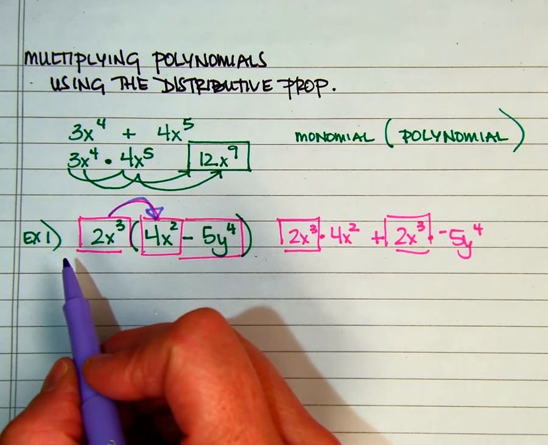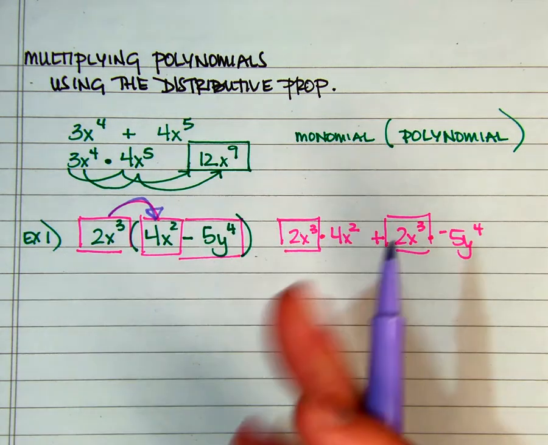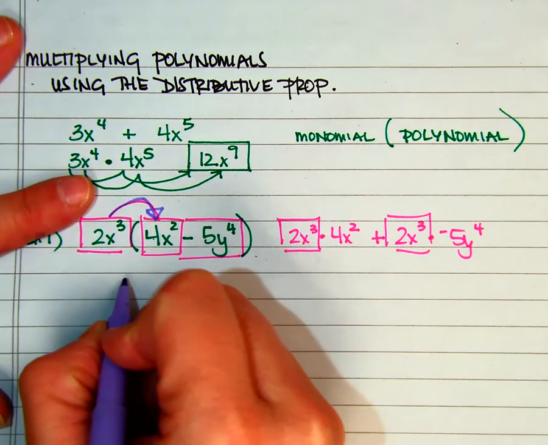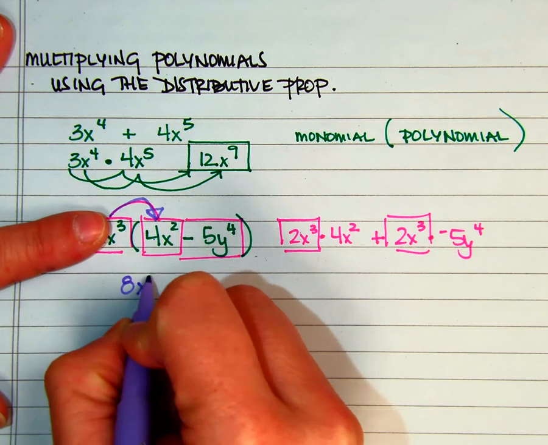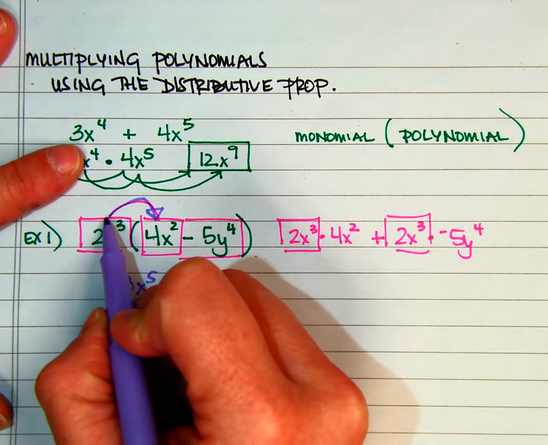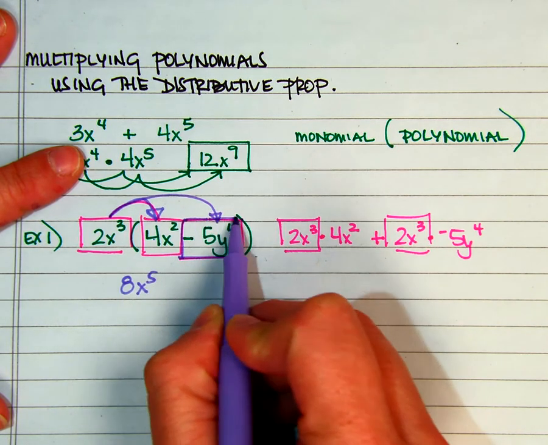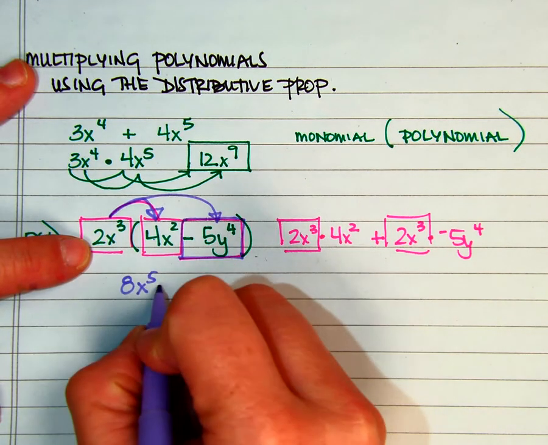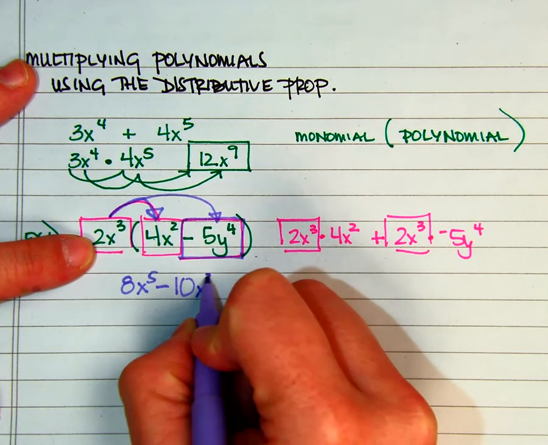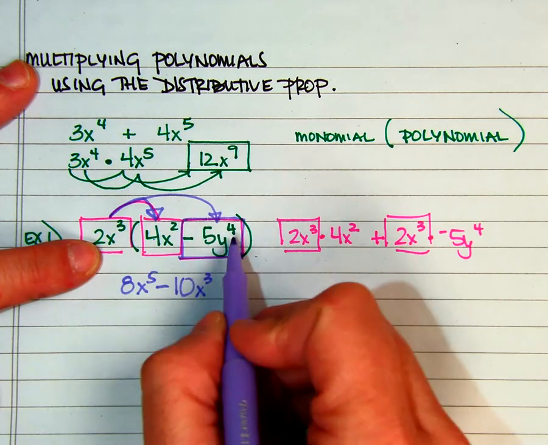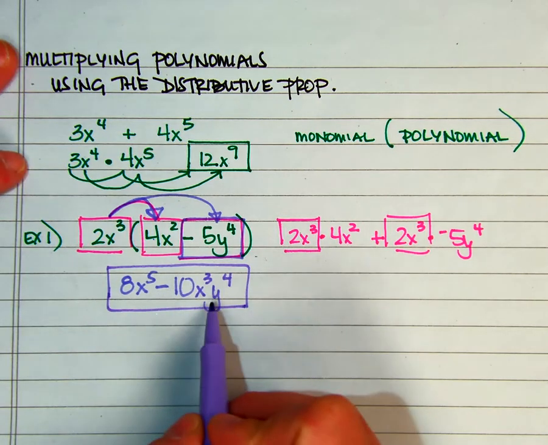To be methodical when you are doing this, look at your coefficients, then look at each variable in alphabetical order to make sure that you have covered everything, you haven't left anything off. So I have 2 times 4 gives me 8. X, I have 3 of them here, 2 of them here, and I add them, gives me x to the 5th. 2x cubed then times this entire term, do not forget about that negative. 2 times the negative 5 gives me a negative 10. X cubed, I don't have any x cubes, but I still have it. And then y to the 4th, I can't forget that. And that would be simplified because these are not like terms.